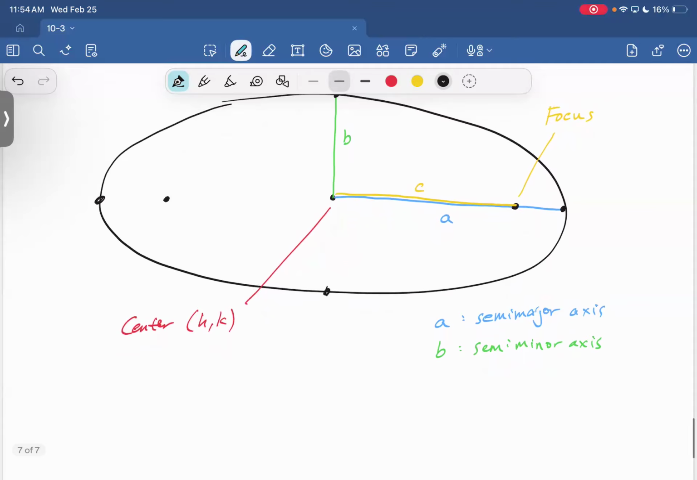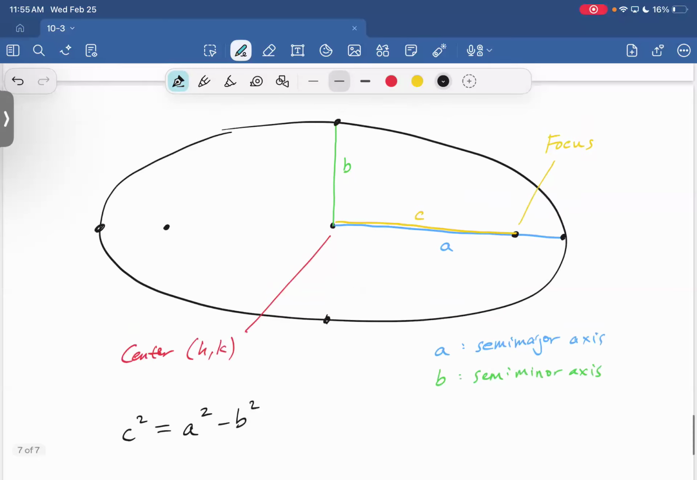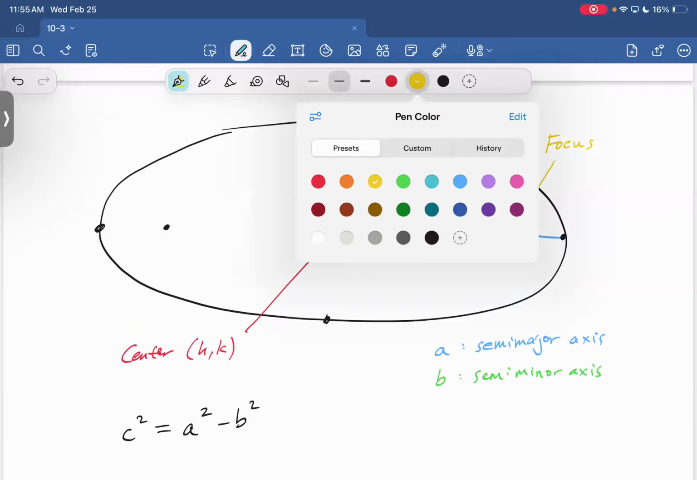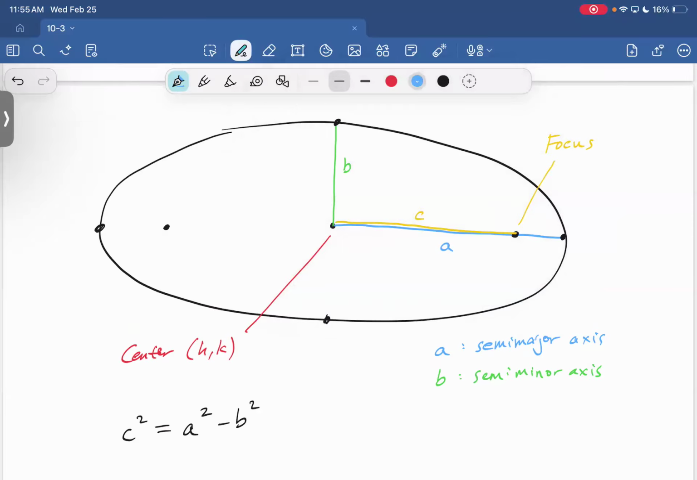Anyways, C and A and B are all related. You would think it's A squared plus B squared equals C squared, but unfortunately not. It's C squared equals A squared minus B squared. Why is that? I think if it's something else, then it's a hyperbola. That is because this length is actually A. You can go home and figure that out for yourself.